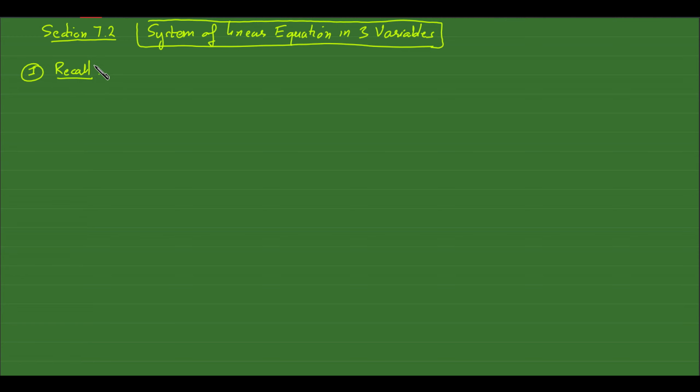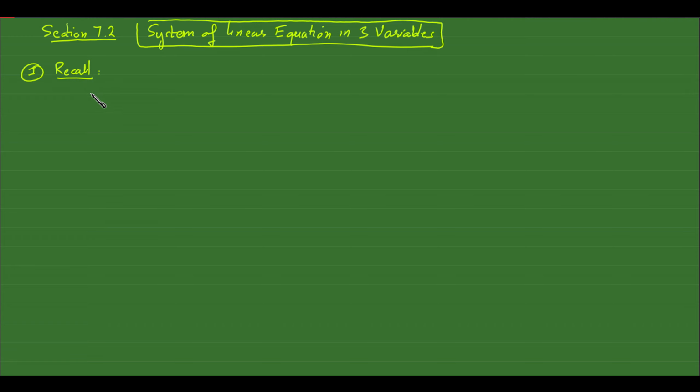In order to understand this system in 3 variables, we need to understand the system of 2 variables, and we already learned the system of 2 variables in intermediate algebra. The solution of a system of 2 variables is nothing but the intersection point of 2 lines. If we have infinitely many solutions, it means the 2 lines overlap each other. If we have 2 lines parallel to each other, then we don't have any solution.